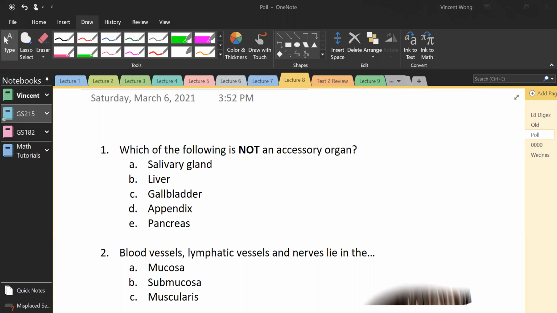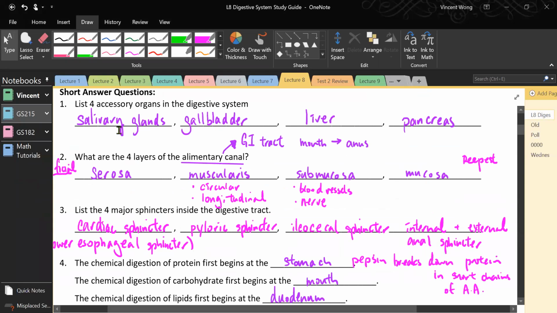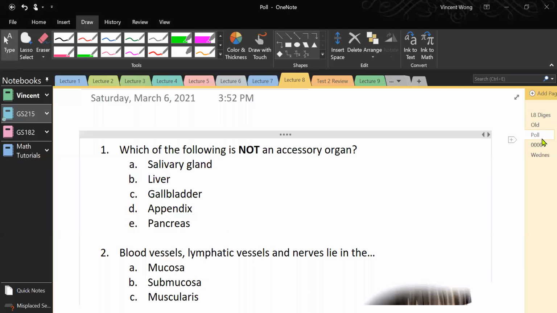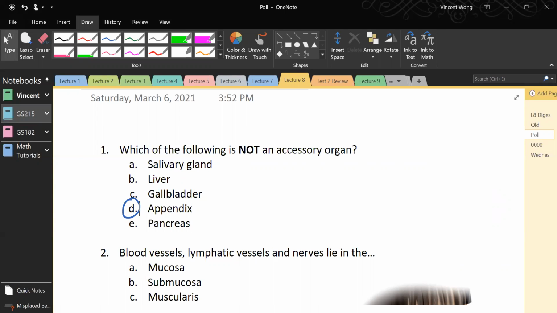Okay. Let's see. So accessory organ, we literally list them out on the first page, right? So if we go back to here, you can see these are the accessory organs. So if you compare it to the list here, appendix is not an accessory organ.